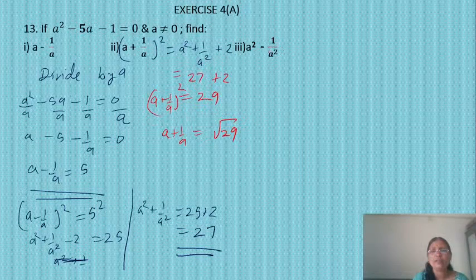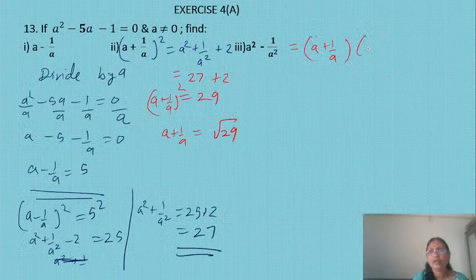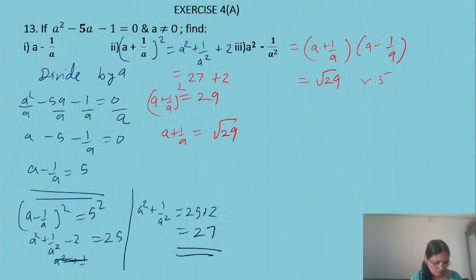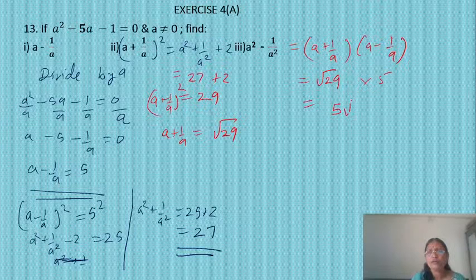Now we have to find the value of a square minus 1 upon a square, which is equal to a plus 1 upon a into a minus 1 upon a. A plus 1 upon a is root 29 that we have calculated, and a minus 1 upon a is 5 that we have calculated. So the value for this is going to be 5 root 29.